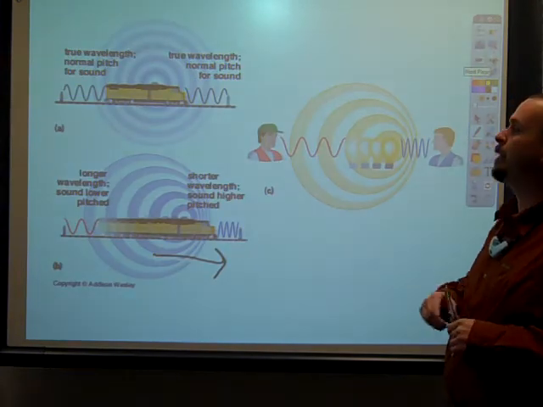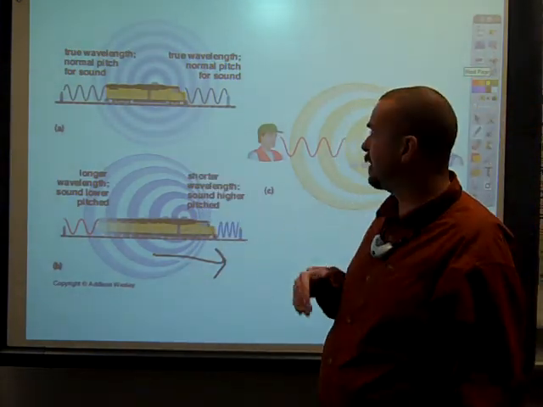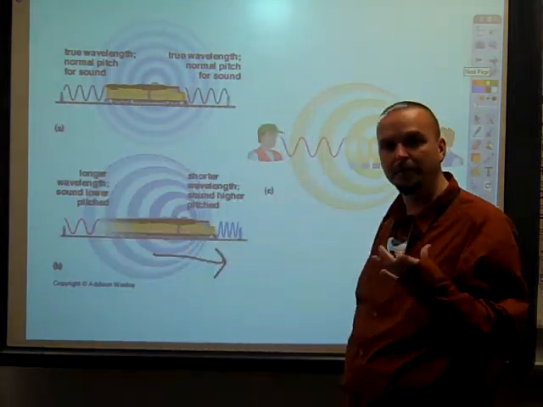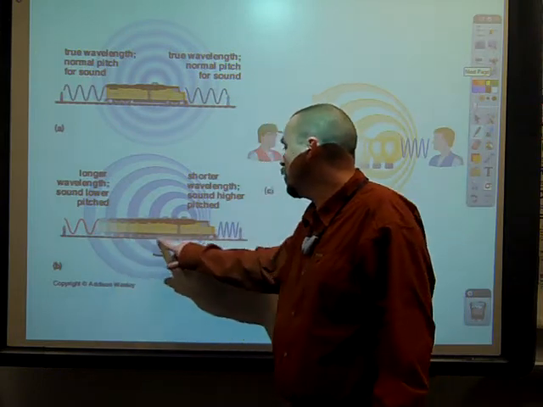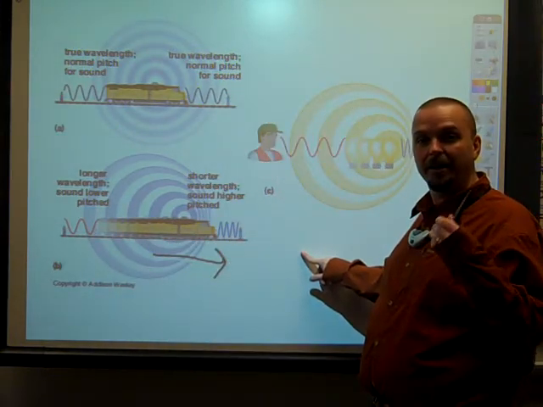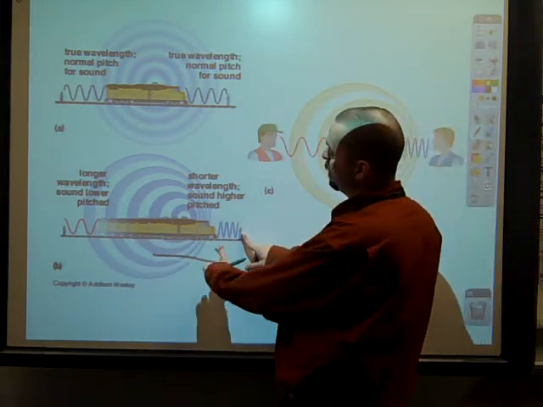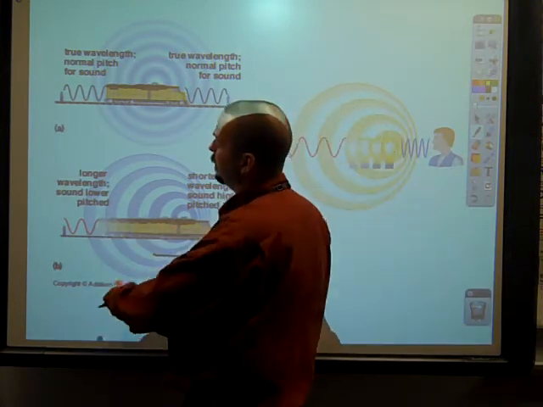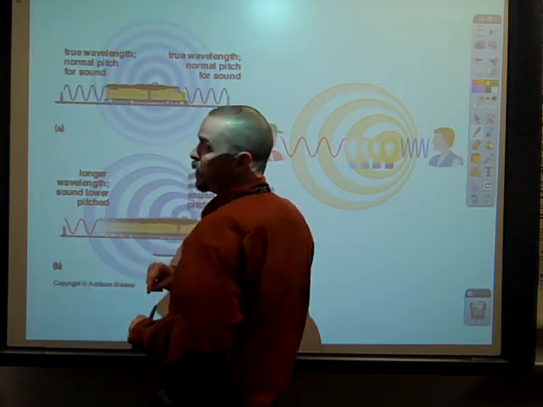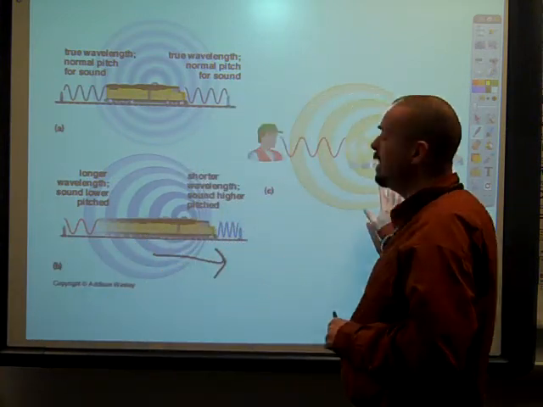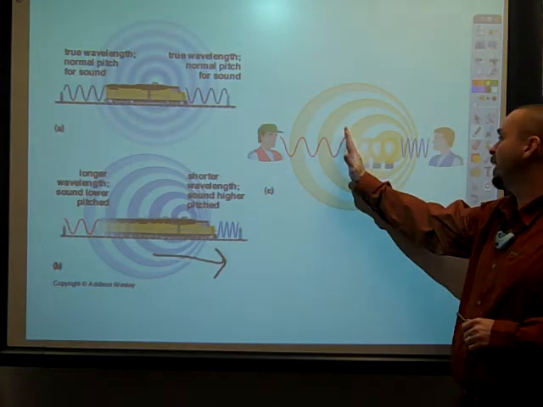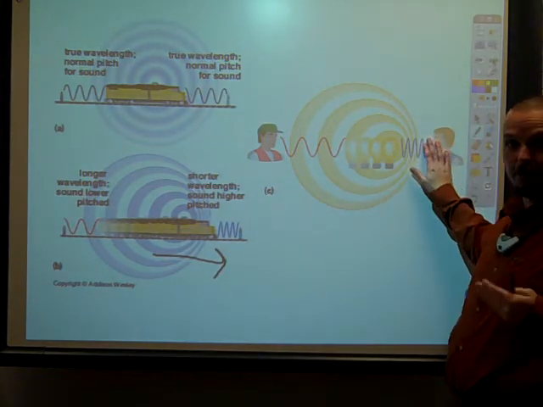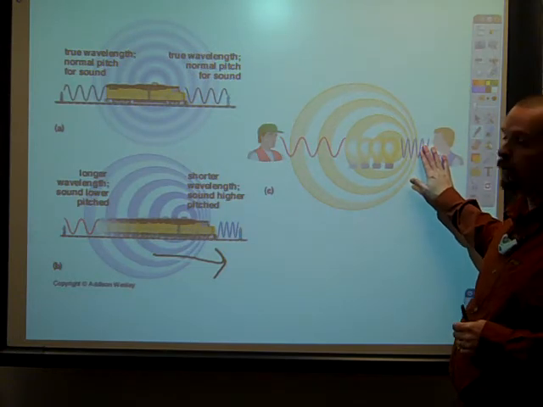Good illustrations of that right here. If a train is sitting still and it's blaring its horn, a person in front, a person in back will hear the exact same thing. If the train is moving, however, they're going to hear different sounds. The person in front is going to hear a higher pitched sound because the waves are squeezed together. The person behind will hear a lower pitched sound because the waves are being spread out. Same thing would happen with light. If the light is moving towards you, it would squeeze the waves together, and you would see a higher frequency light, in this case blue.